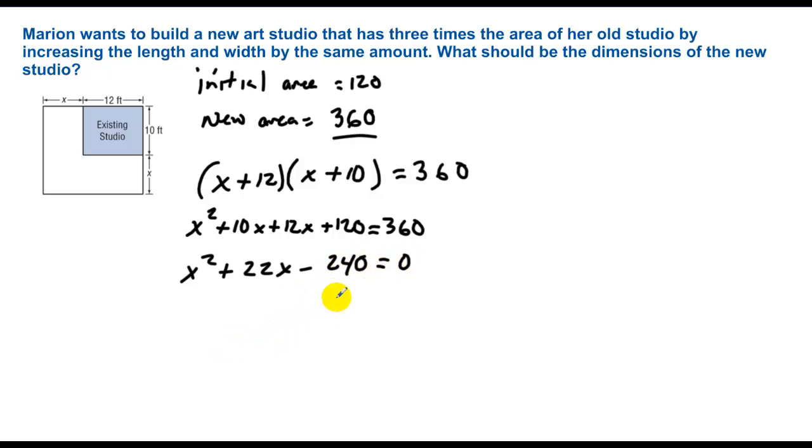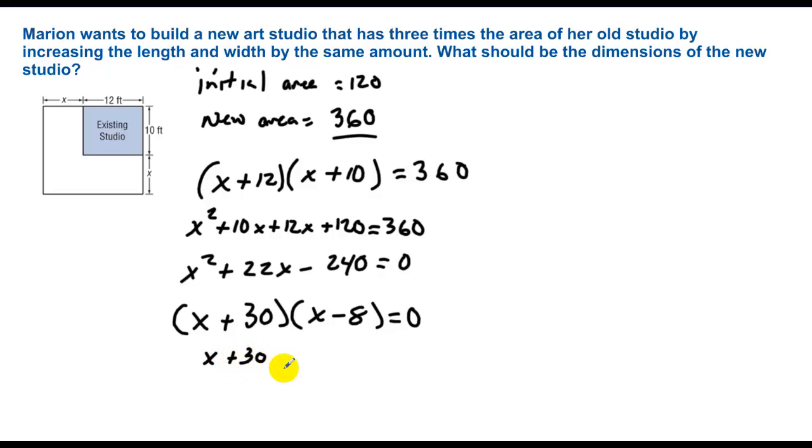We want to know what multiplies to 240 and adds to 22. And again, you'll have a calculator with you, so you'll have to do some trial and error, but it ends up being 30 and 8, positive 30, negative 8. And so in this case, we set x plus 30 equal to 0 and x minus 8 equal to 0. So I get x equals negative 30, x equals 8.